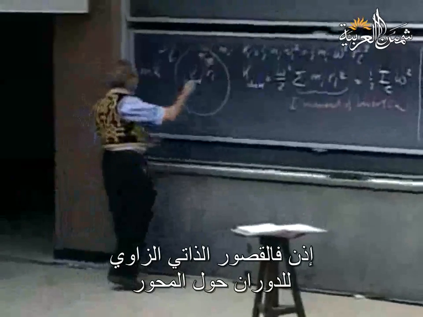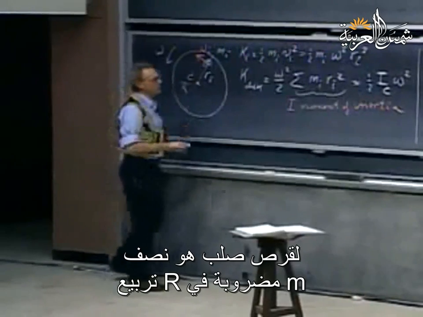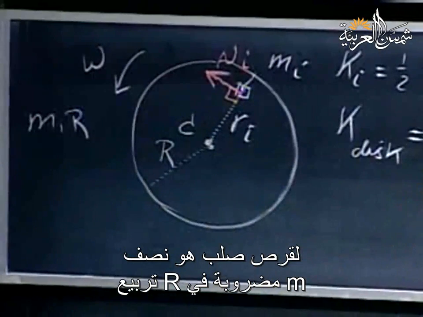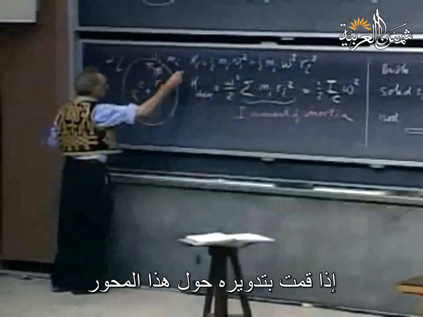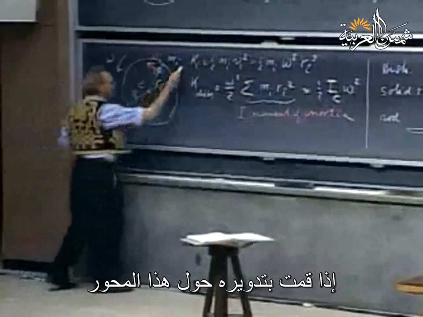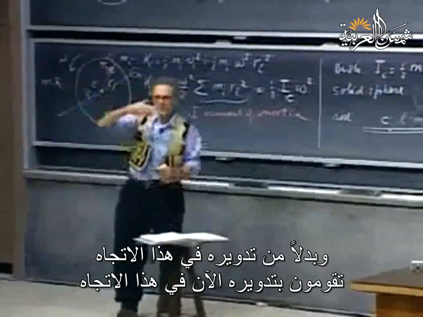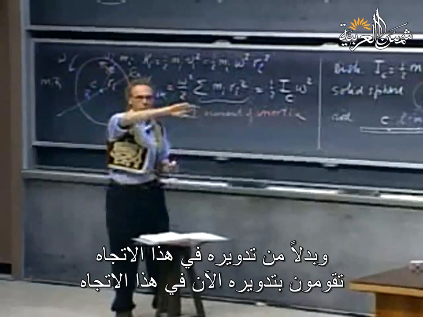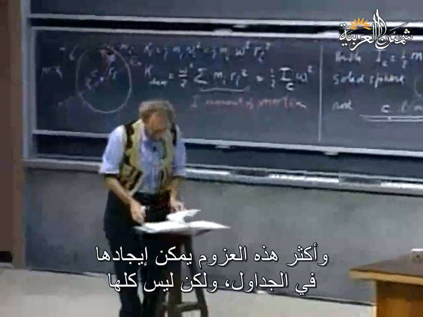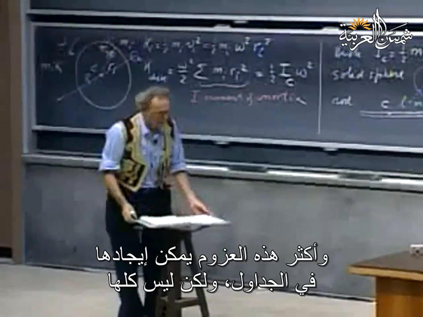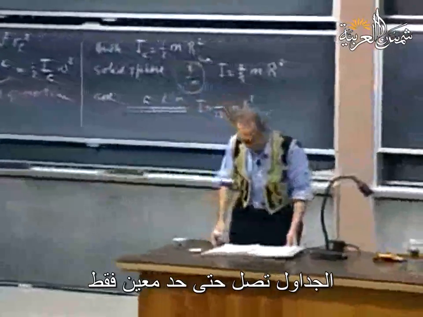So the moment of inertia for rotation about this axis of a solid disk is 1/2 m r squared. But it's completely different, the moment of inertia, if you rotated it about this axis. So you take the plane of the disk, instead of rotating it this way, you rotate it now this way. You get a totally different moment of inertia. And most of those you can find in tables. But not all of them. Tables only go so far.